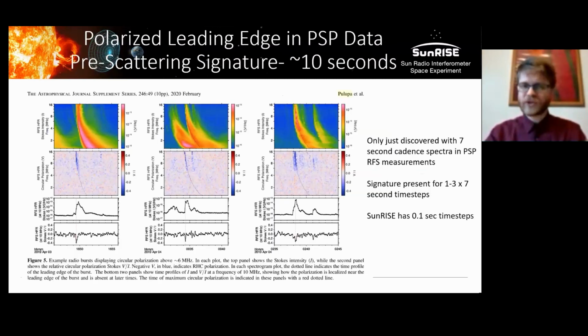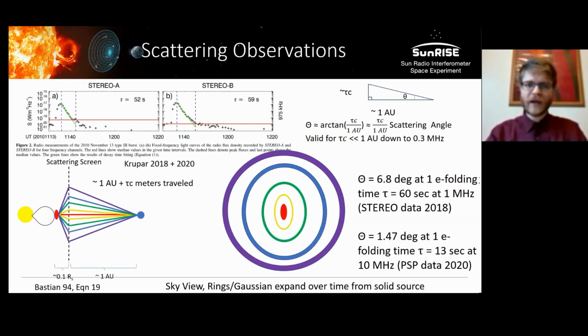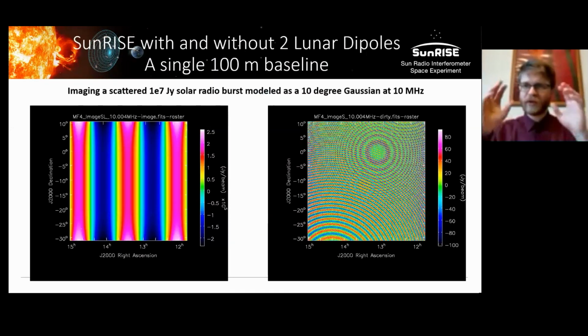We're still good because in the first few seconds of emission, there is a polarized pre-scattered signature that SunRISE should be able to see. But as time goes on, that initial burst will be scattered into a larger and larger portion of the sky. And so with short baselines and interferometers on the lunar surface, we can reconstruct that spatial brightness pattern of the large scattered bursts much more readily than with SunRISE alone.